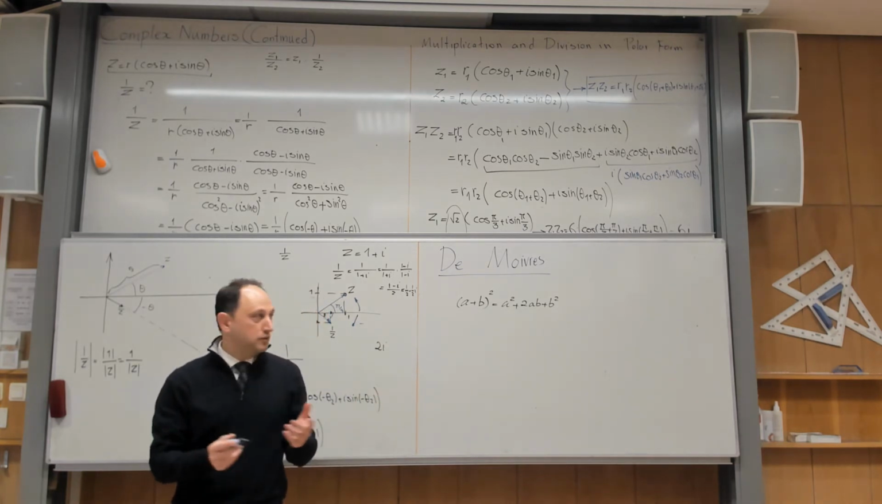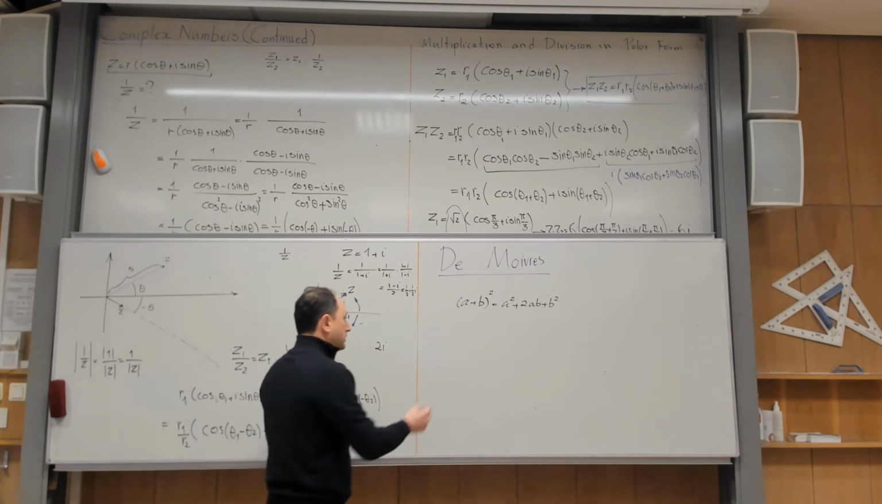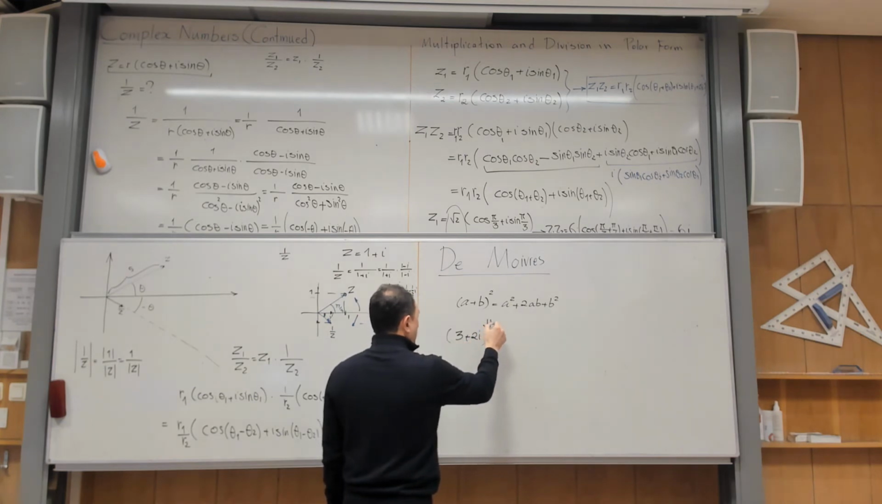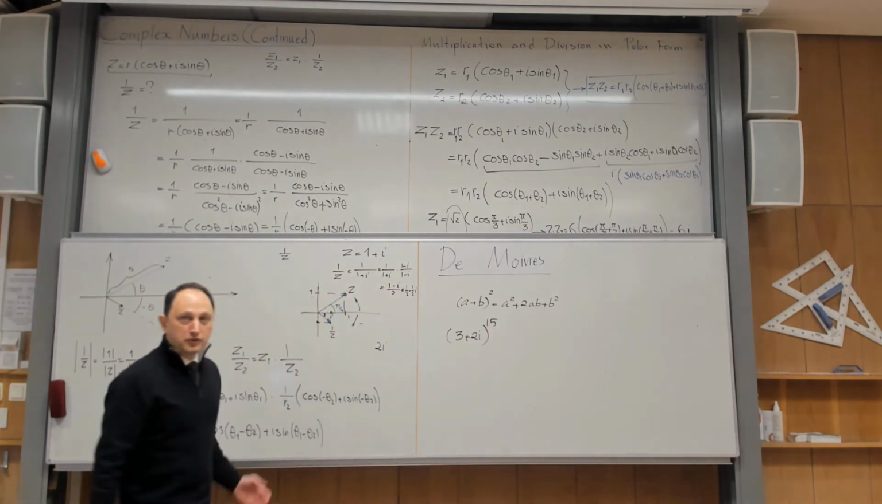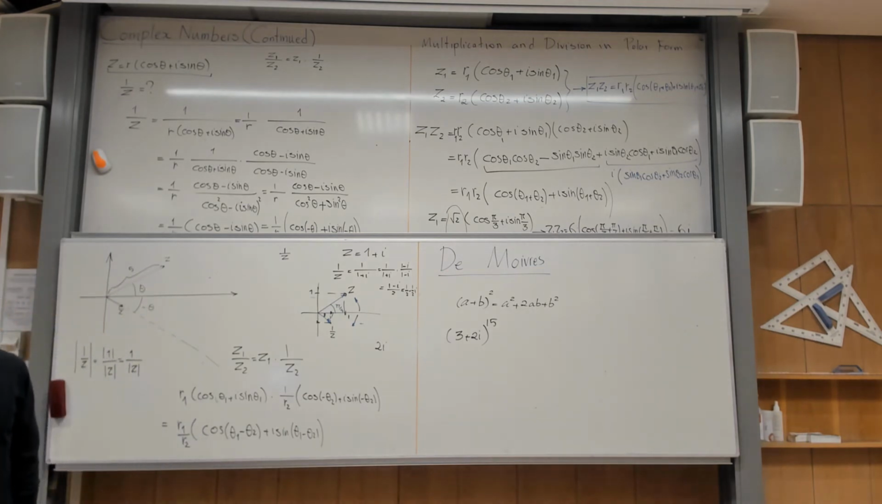So you can understand that there are two terms involved. If I ask you, for example, for 3 plus 2i to the power of 15, in principle that's a hard thing to do. You have to multiply this 15 times. In principle, it is not a hard problem. It's easy to understand, but it is tedious. But now there is some miracle that happens.